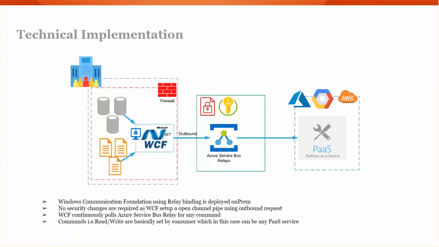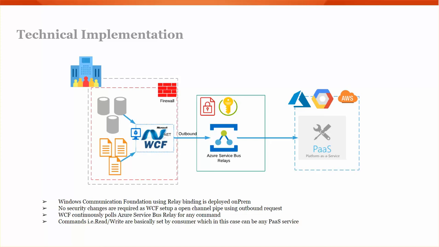I'll show you all these details in the code when I present the demos. So in a nutshell, you have a VM inside your enterprise network. You deploy your WCF service on that, and when that WCF service gets initiated, it connects to the Azure Service Bus Relay available in the cloud. From the Azure Service Bus Relay, that connection can be used to connect to any of the PaaS services from any cloud provider, which can be Azure, GCP, or AWS, which I have presented in the third box.